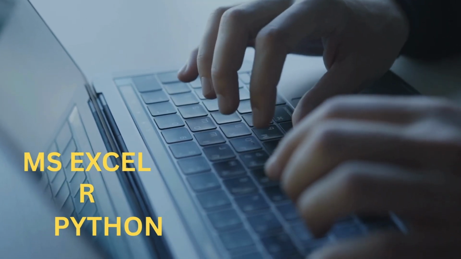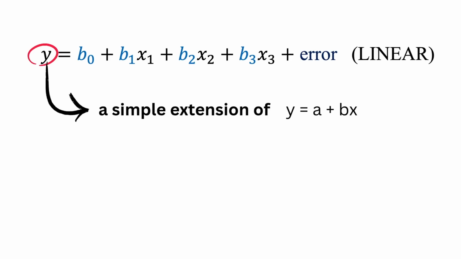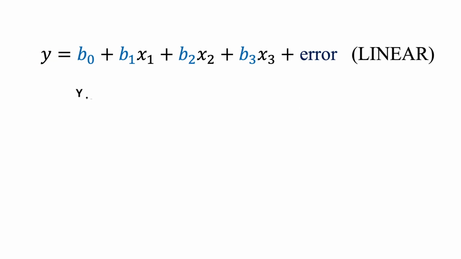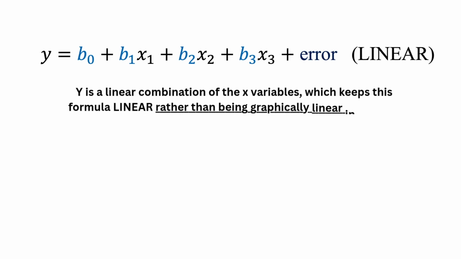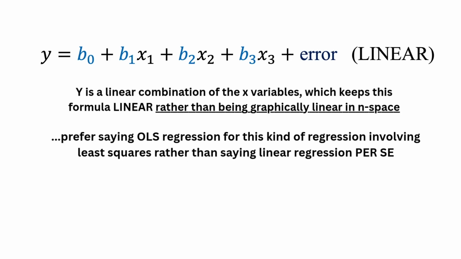For example, this equation means we have three independent or input variables x1 up to x3. We have four coefficients, the constant b0, and the three coefficients b1 to b3, and the dependent or output variable y. Now, a small side note. Here, y is a linear combination of the x variables, which keeps this formula linear rather than being graphically linear in n-space. For this reason, I actually prefer saying OLS regression for this kind of regression involving least squares rather than saying linear regression per se.